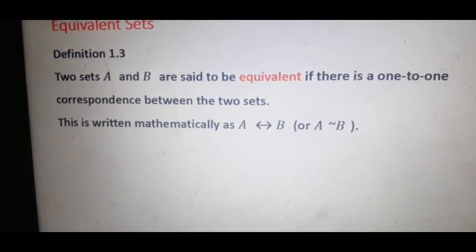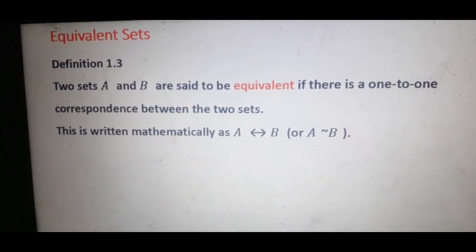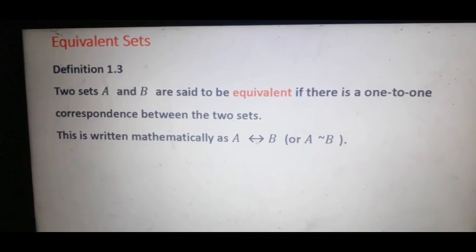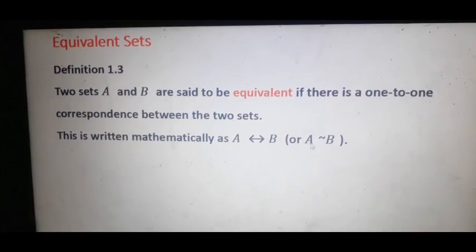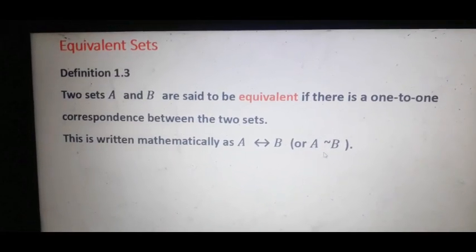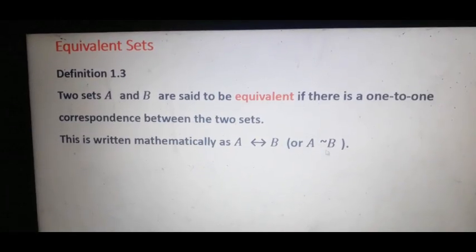Mathematically, we can write this as A is equivalent to B. That means similar to B.